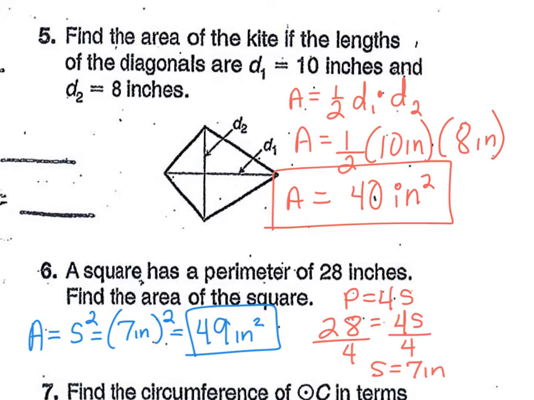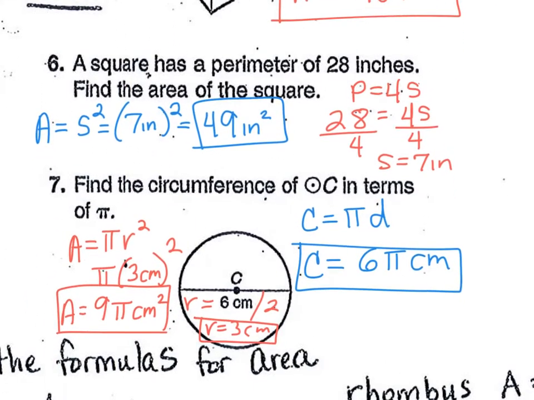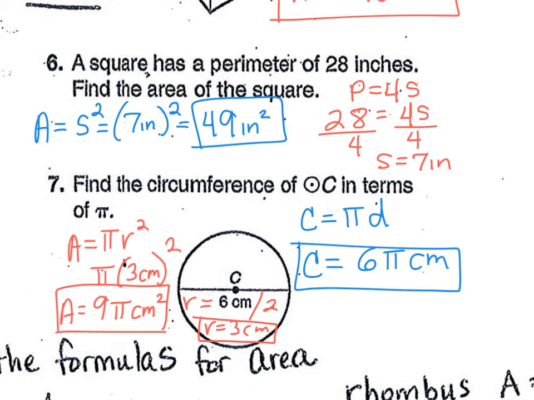That's number 5. Problem number 6 is you need to find the area of the square where the perimeter was given. So the formula for the perimeter is 4s. So 28 is the perimeter. You divide by 4, so the side length is 7 inches. Then you put it into the formula for the area, so 7 squared. It's 49, so it's 49 square inches. And that was number 6.